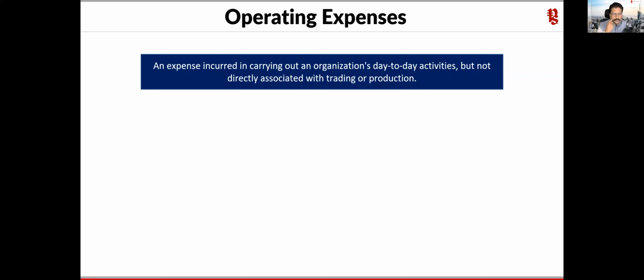I'll just read out: an expense incurred in carrying out an organization's day-to-day activities but not directly associated with trading or production. So expenses incurred in carrying out an organization's day-to-day activities, that means on a daily basis, apart from the trading or production activities.